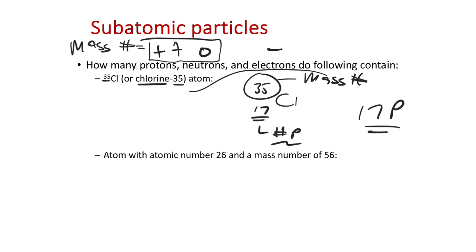And then the difference between 35 and 17 is the number of neutrons, because the mass number is the sum of the protons and the neutrons. So if I have 17 protons, then I'm going to have 18 neutrons. So I can deduce from 35 minus 17 that we have 18 neutrons.